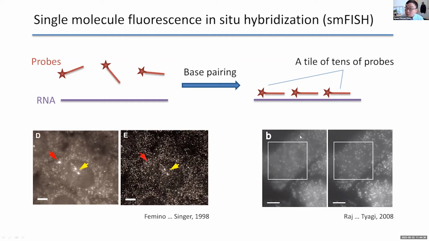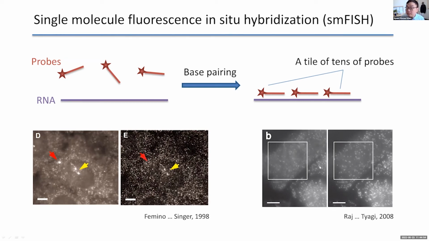And using this technology, one can count how many RNA copy numbers there are in each cell with very high detection efficiency. Very powerful technique. But one challenge of single molecule FISH is that conventional single molecule FISH can only image one or a few RNA species of interest at a time.